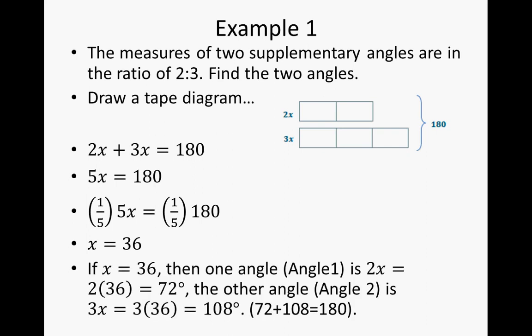So in that case, if x, or the missing unknown number, is 36, then one angle, or angle 1, is 2 times x, which means it would be 2 times 36, or 72 degrees. And the other angle, angle 2, is 3 times x, which would be 3 times 36, which is 108 degrees. And you can check that because 72 plus 108 is 180.